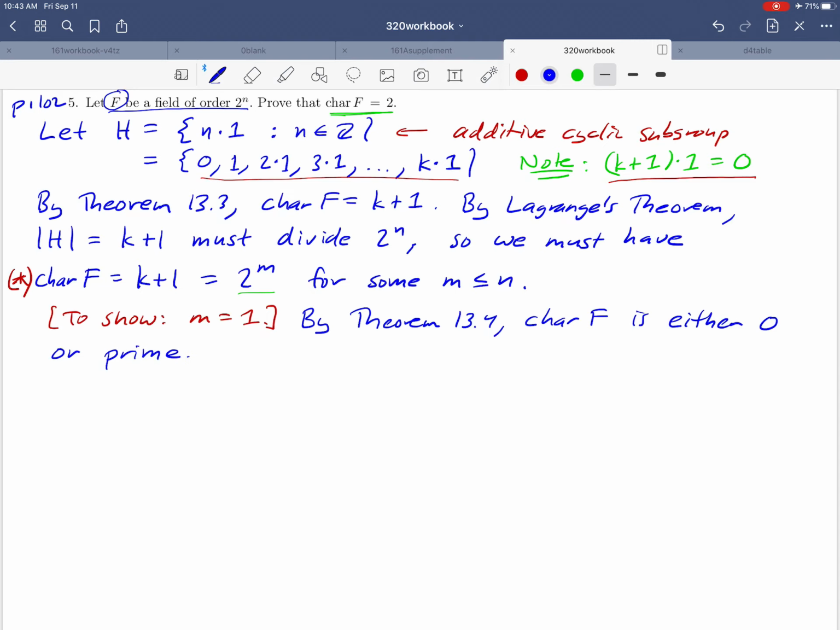I'm going to make a statement and deliberately leave a little bit of a gap in the proof. So this next statement that I'm going to make, I'm going to ask you to think about why this is true. Here comes the claim. If the characteristic of f were equal to 0, I claim that the set H, this subgroup up here, would have to be infinite. Or actually, I should be a little bit more careful how I say it, would have infinite order. Well, it depends on what I mean. It is infinite as a set, so let's say it that way. H would be an infinite set.